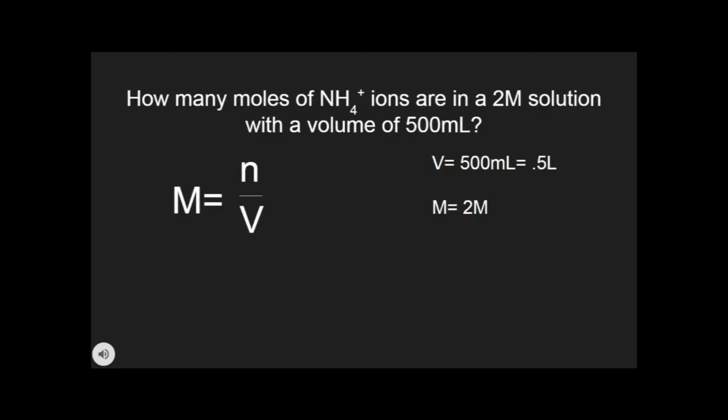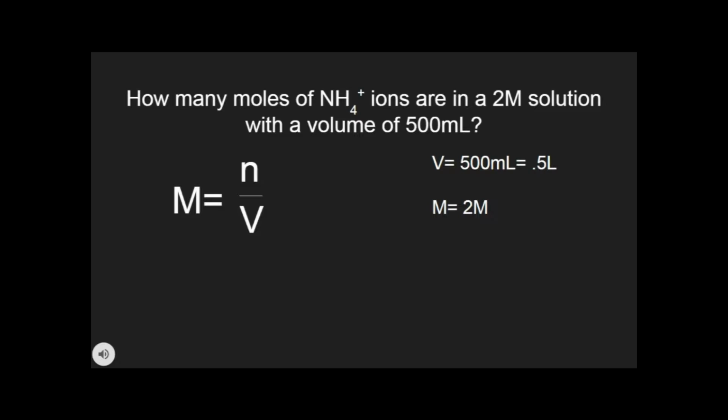This time we're going to try a question where we're given both the volume and the concentration, but now they want us to find the amount of moles. So first I'm going to write my formula, M equals n over V, and write my givens. First, we know that volume is 500 milliliters. Now, as said earlier, we have to use liters. If we use milliliters, our calculated value will not be correct.